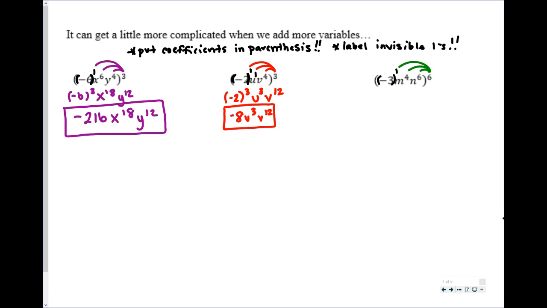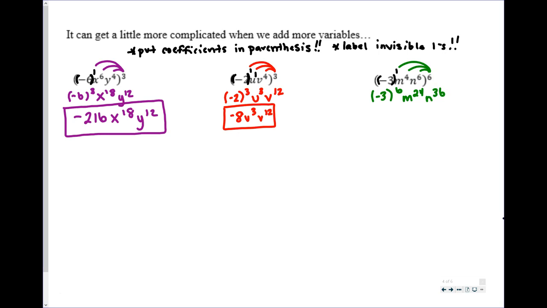Okay, it helps make the sound effects. Put the negative 3 in parentheses and now multiply. 6 times 1 is 6. Now I'm going to do my m. 6 times 4 is 24. Then I'm going to do my n. 6 times 6 is 36.